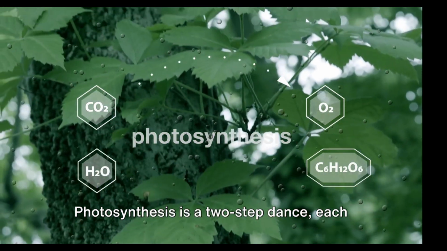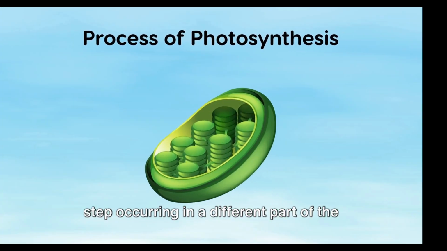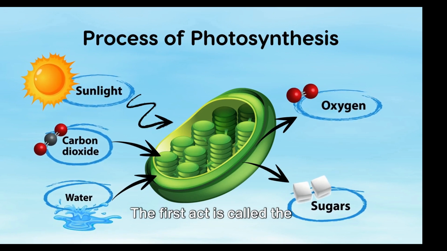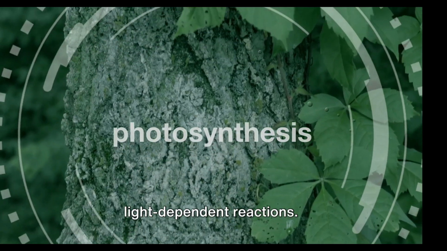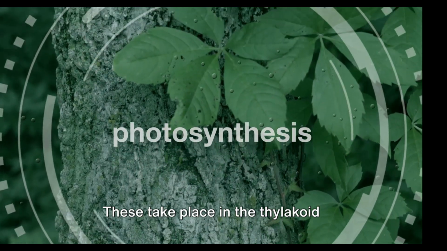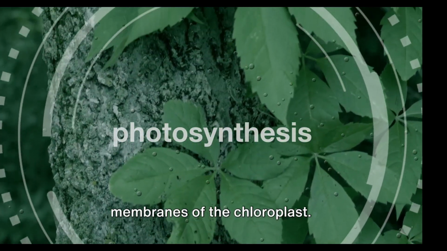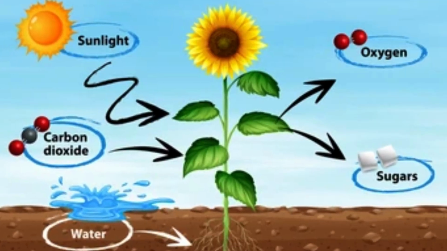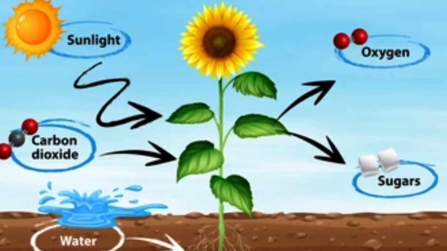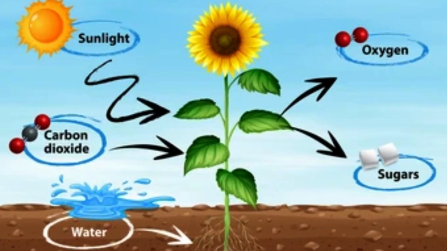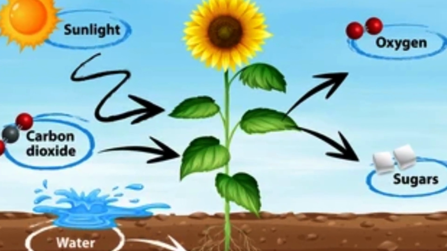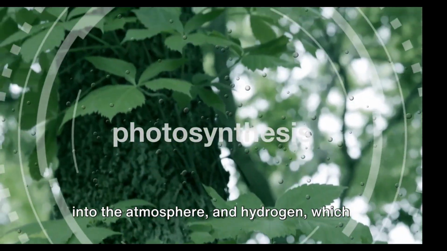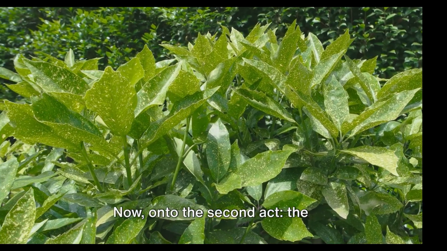Photosynthesis is a two-step dance, each step occurring in a different part of the plant cell, known as the chloroplast. The first act is called the light-dependent reactions. These take place in the thylakoid membranes of the chloroplast. Here, sunlight is captured by chlorophyll, the pigment that gives plants their green hue, and other pigments called carotenoids. This energy is then used to split water molecules into oxygen, which is released into the atmosphere, and hydrogen, which is saved for the next act.